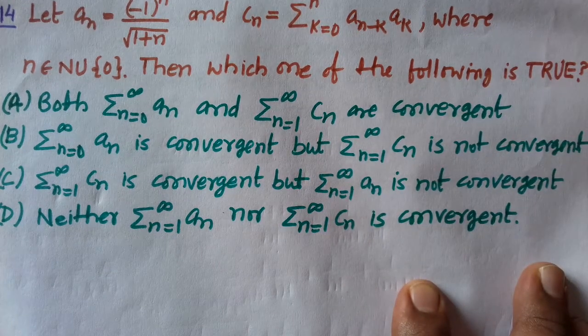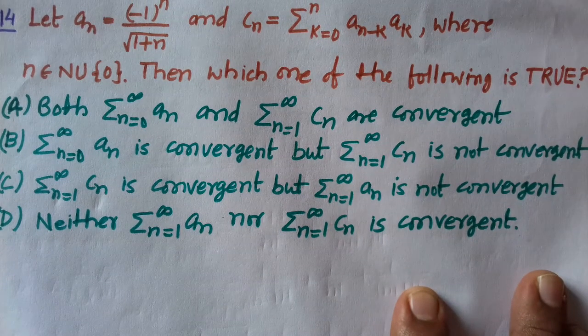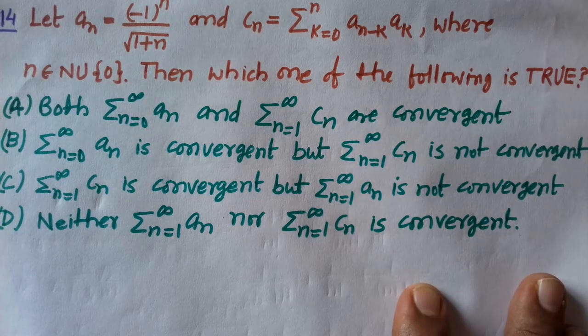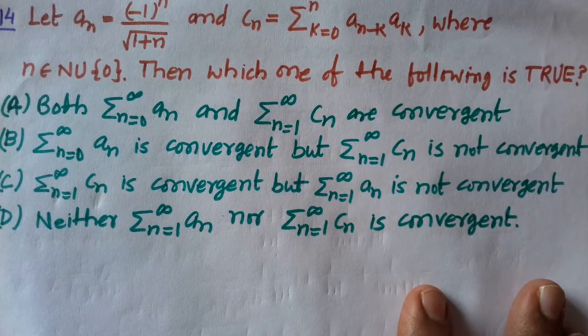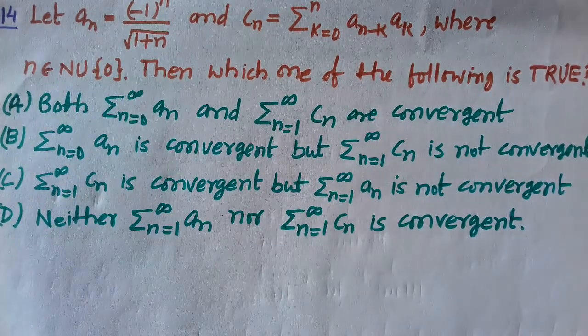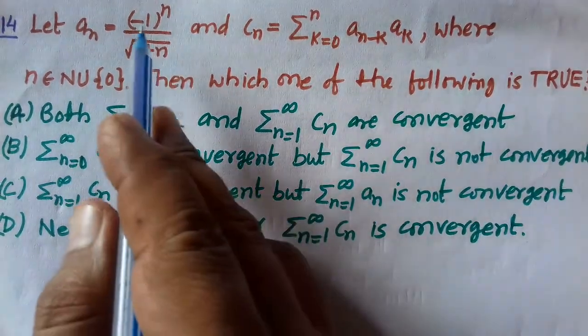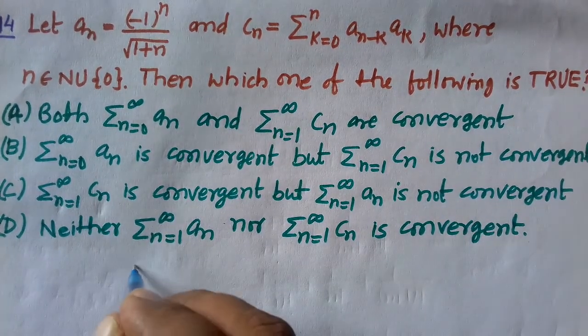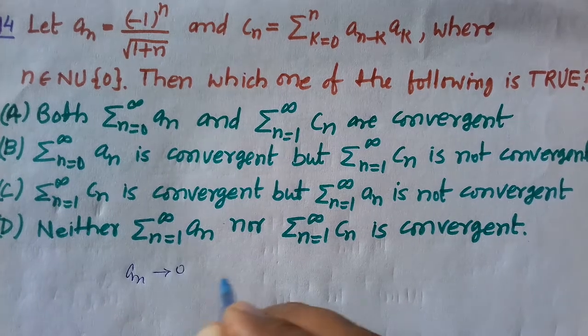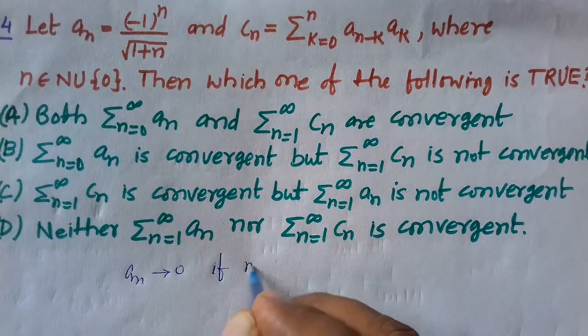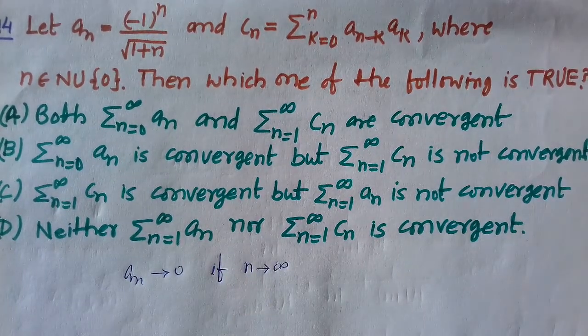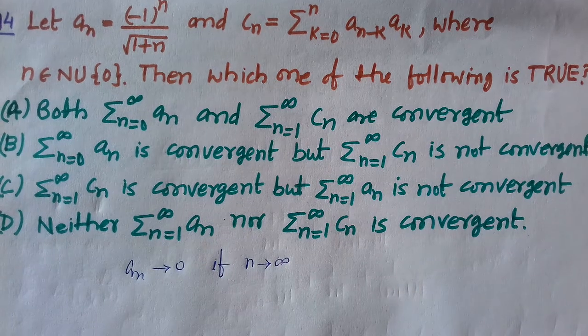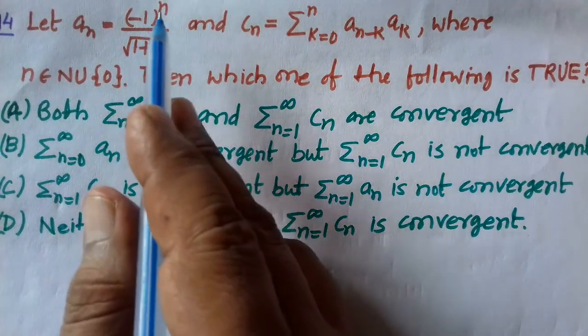Here is the question. There are two series. We are going to see them one by one. First, an, you see this (-1)^n. An tends to 0 as n tends to infinity. And the second thing is, you see (-1)^n.